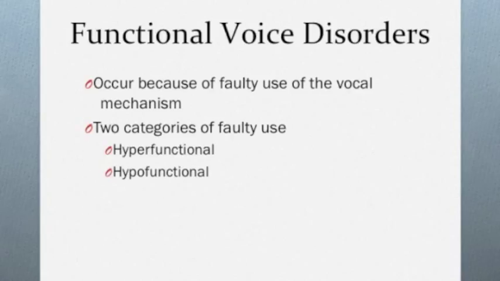Now let's review some functional voice disorders. As mentioned before, functional voice disorders occur because of faulty use of the vocal mechanism. Faulty use can be classified as either hyperfunctional or hypofunctional. Hyperfunctional faulty use occurs when an individual uses too much tension or force in the laryngeal mechanism. Hypofunctional faulty use occurs when an individual uses an inadequate amount of tension in the laryngeal mechanism.